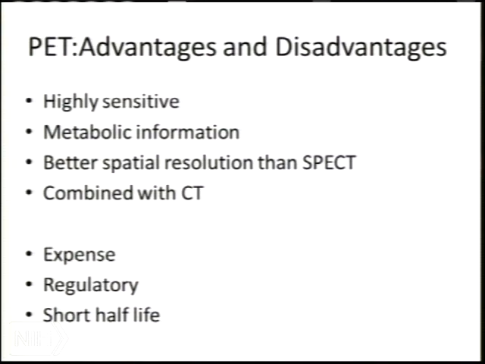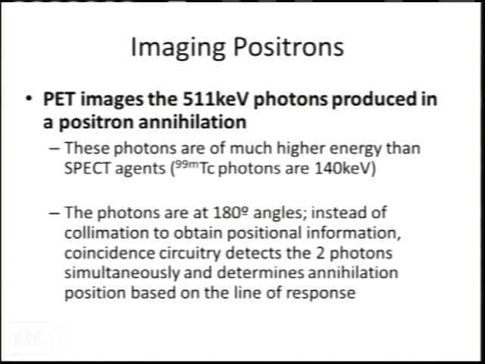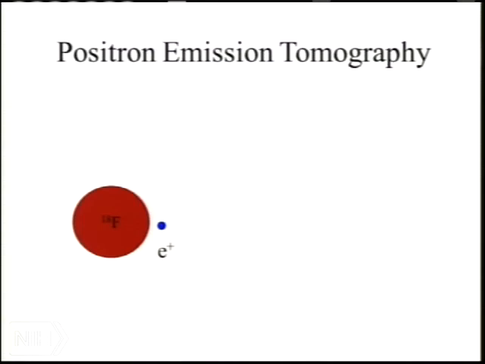Expense. You can imagine this is a complex technique. Regulatory, as always, and the half-life of the agents. So the PET gamma rays are always 511 keV photons, and they're always produced by this positron annihilation. And they come out at 180 degrees.